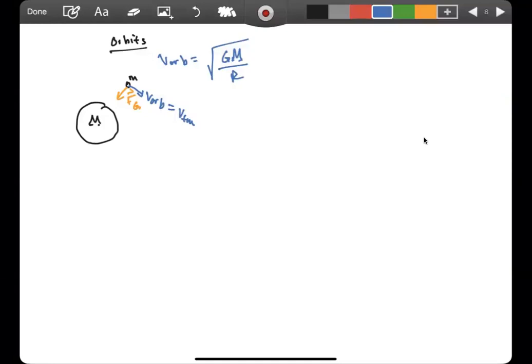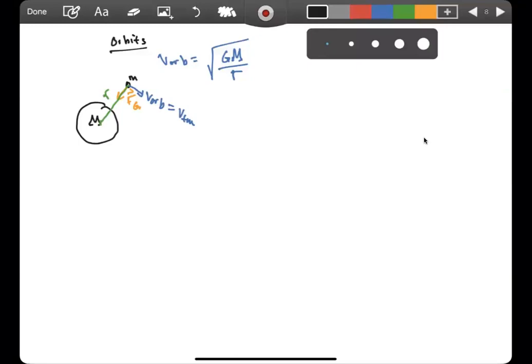This, of course, has a period associated with it. Sorry, that's not that R. It should be this R. That R is actually this distance, which is the distance from the center of the orbited body to the location of that object. Great. So from this, we also have the total energy.